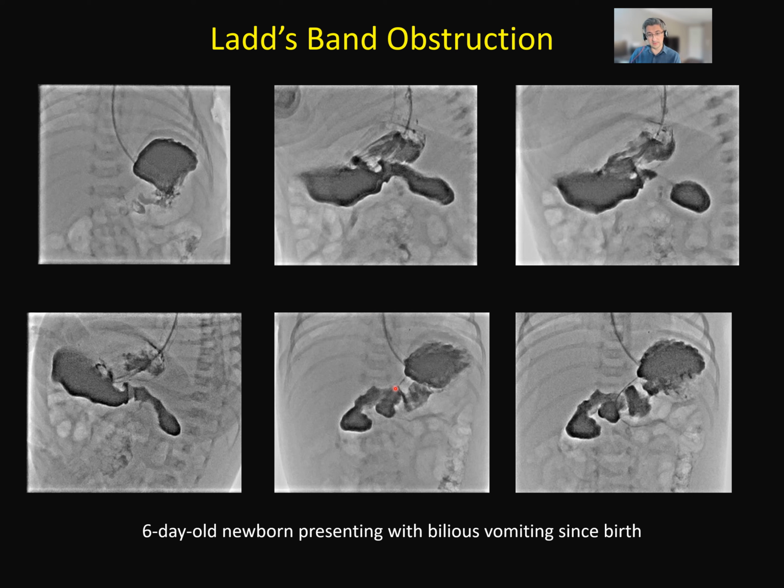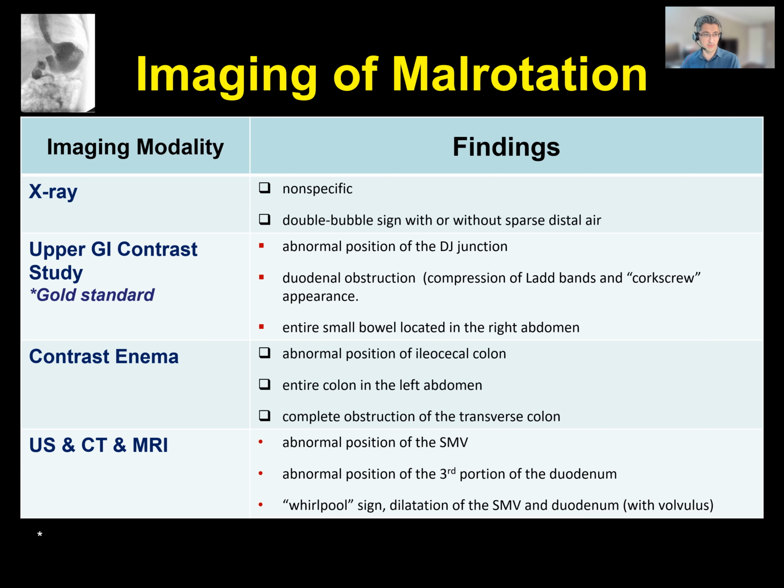And we can't really tell malrotation based on these images because we couldn't fill the bowel completely, fill the duodenum completely. So what do we see on imaging? On the X-ray, the findings are usually non-specific for malrotation. We are talking about malrotation unless we mention volvulus. So there can be a double bubble sign with or without sparse distal air when there is volvulus.